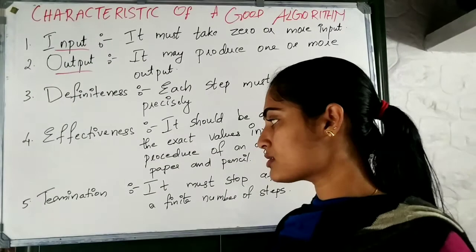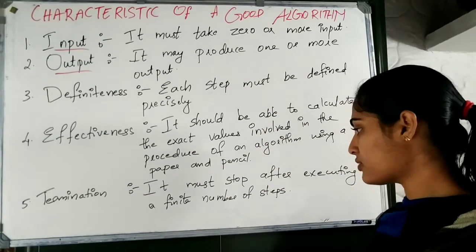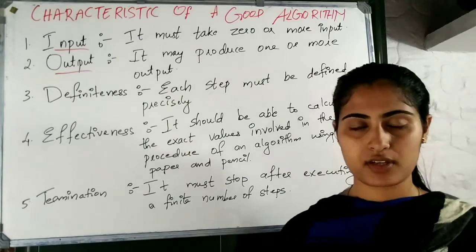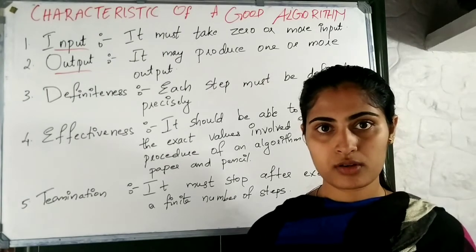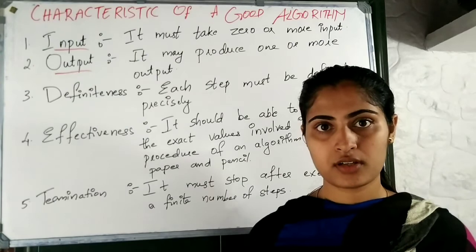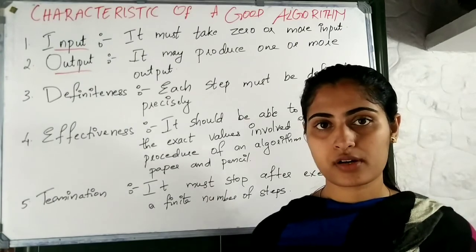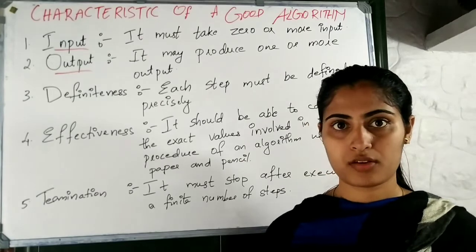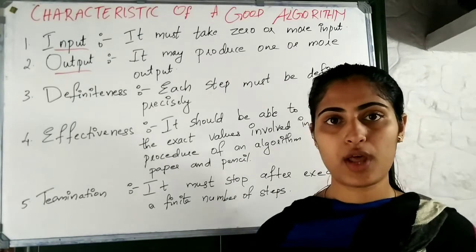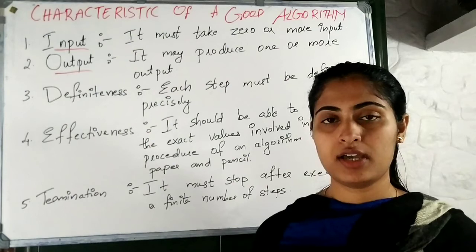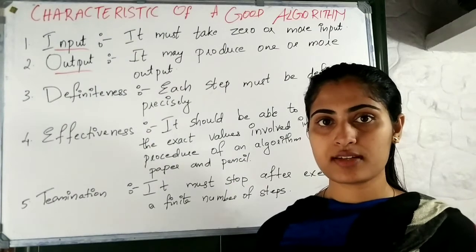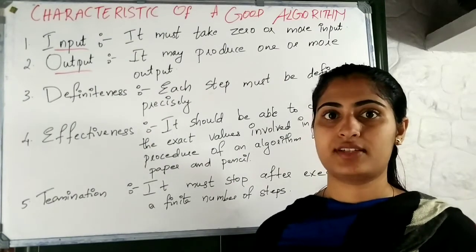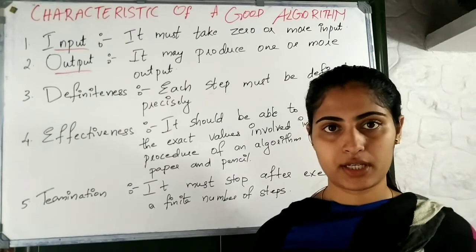And last one is termination. It must stop after executing a finite number of steps. That is, an algorithm can stop or terminate only after a finite number of steps. So these are the characteristics of a good algorithm. First one is input, second one is output, third one is definiteness, fourth one is effectiveness, and fifth one is termination.